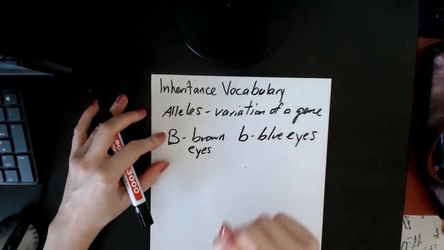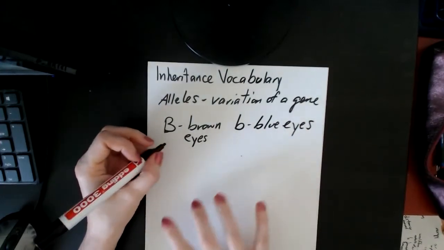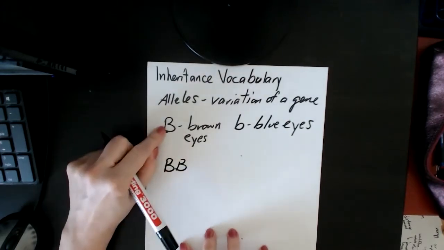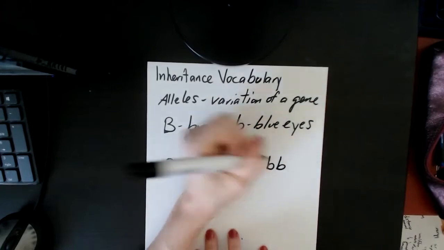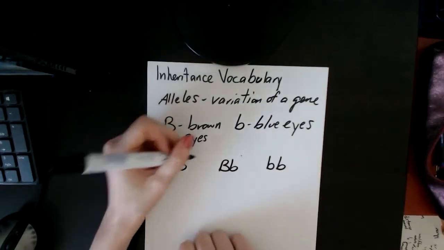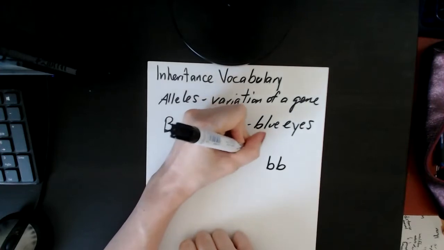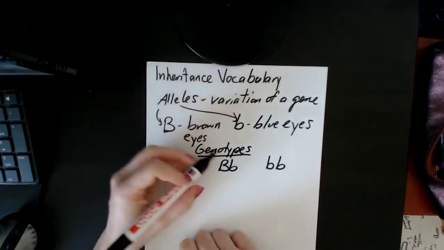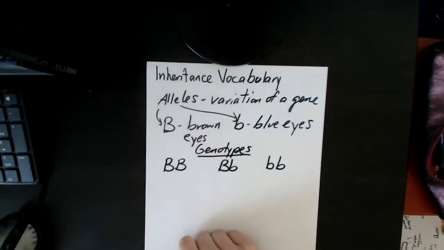Now, I said that you have two alleles. Every person has two alleles. So there are three possible combinations that people could have. They could have two big B's, they could have one big, one little, or they could have two little. When you look at what alleles do people have together, these are called genotypes. So alleles are the individual letters. Genotypes are the two letters together, the two copies that you have.